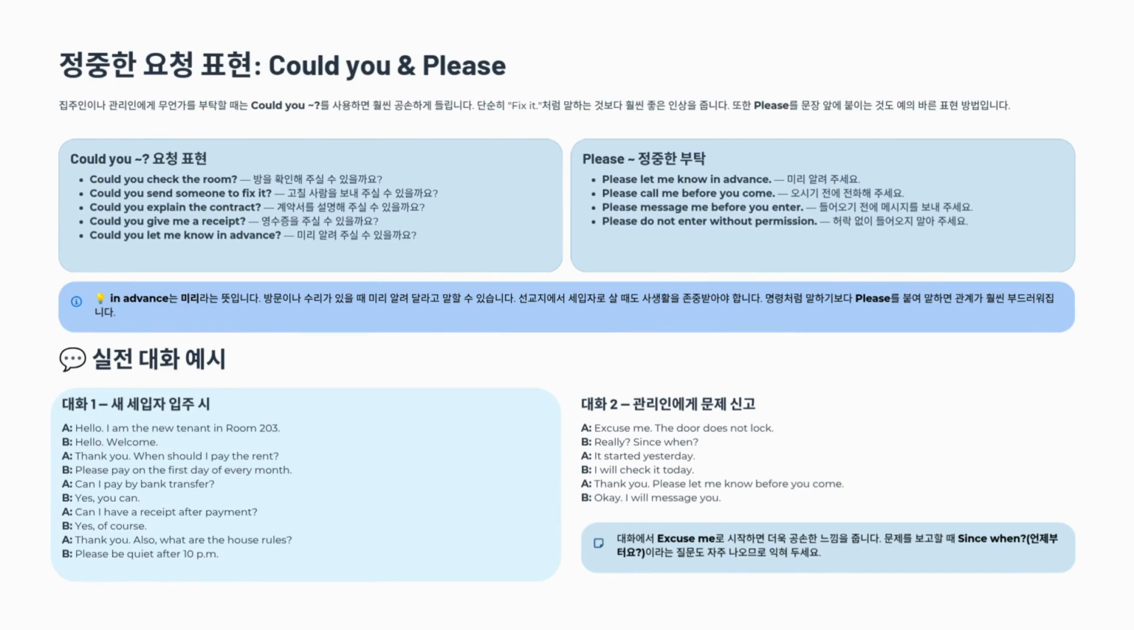Use "could you" to make a respectful request to a landlord or manager. It sounds softer than a direct command. Say, "Could you check the room? Could you send someone to fix it? Could you explain the contract? Could you give me a receipt?" Or, "Could you let me know in advance?" You may also use "please." "Please call me before you come, please message me before you enter, and please do not enter without permission."